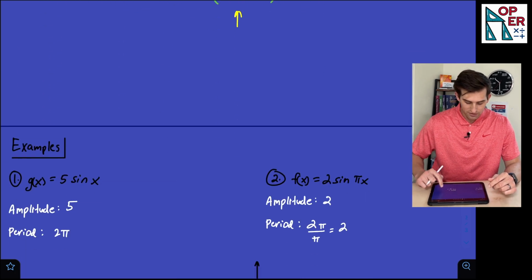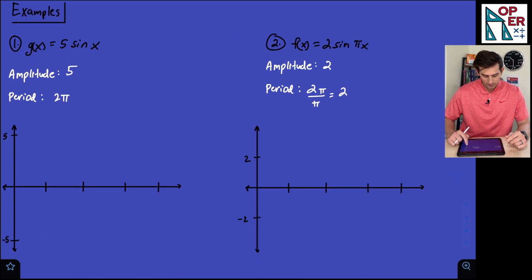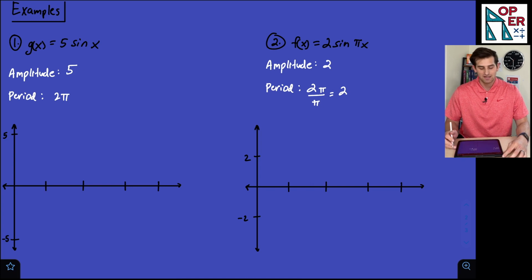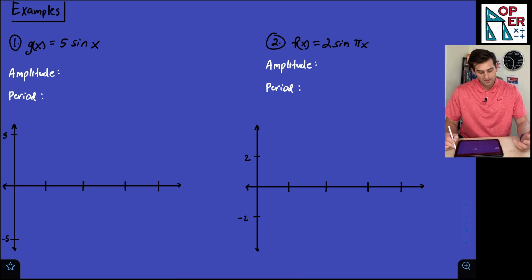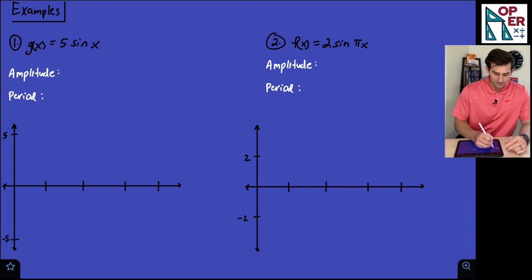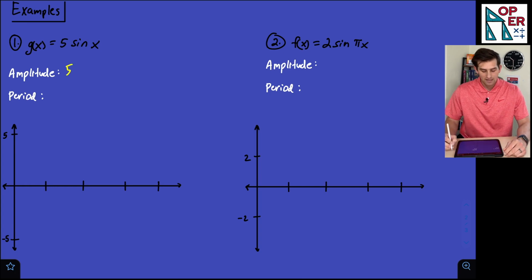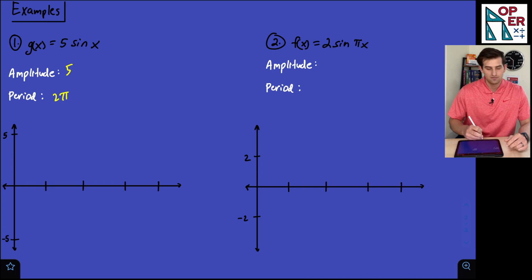So let's take a look at 2 examples here in this video. Number 1, we have g of x equals 5 sine of x. So we'll notice that our a value is 5, right? So that's going to be our amplitude, and our period has not been adjusted, right? So that's going to be the same as our parent function, so it's just 2 pi, okay?